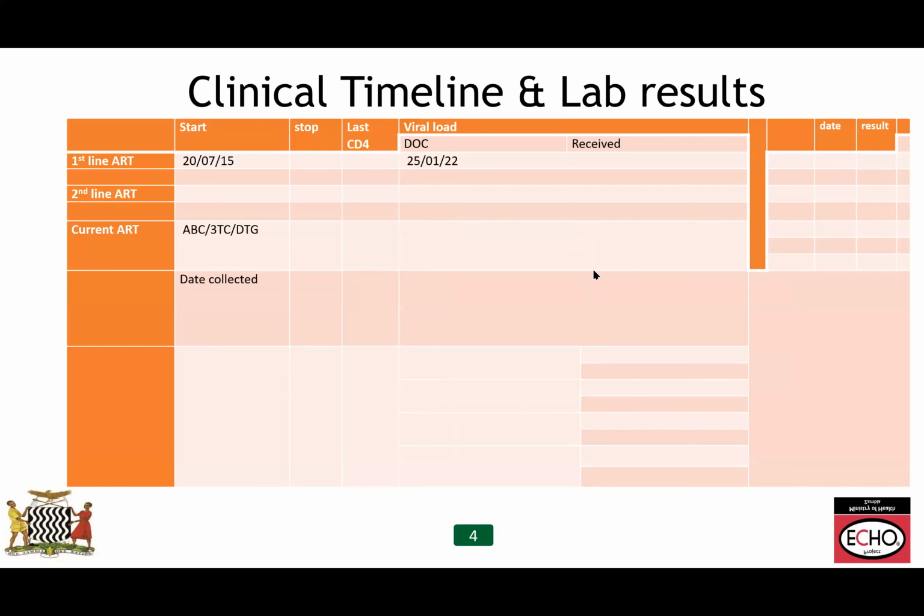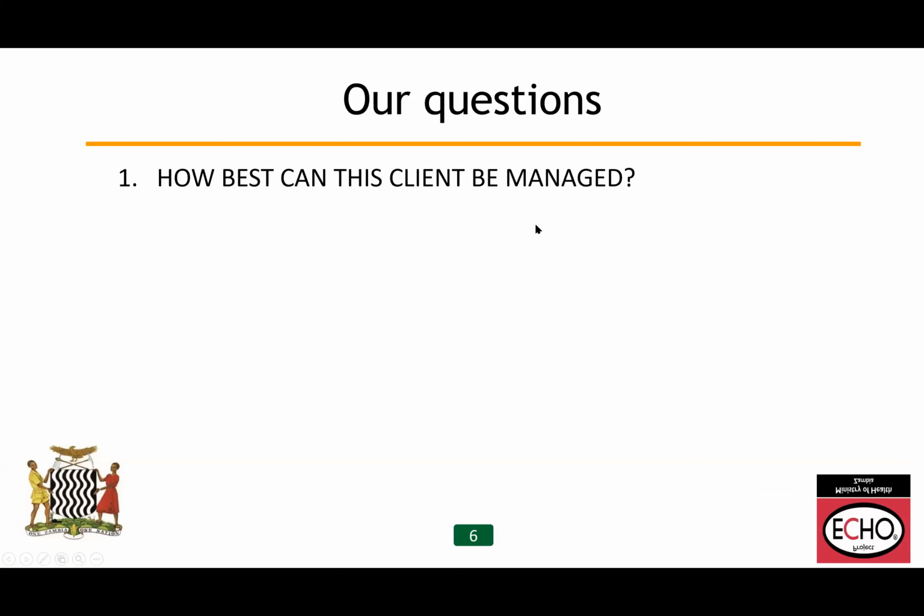The client was originally on ABC 3TC EFV, and we switched her on that same day to ABC 3TC DTG. We can go to the next slide. So our question was, how best can this client be managed? That was the question we came up with. I submit.